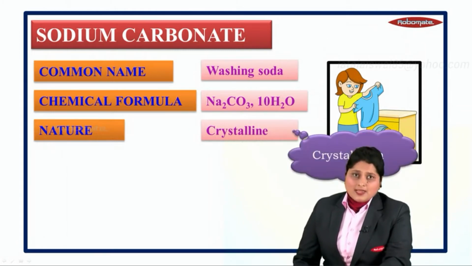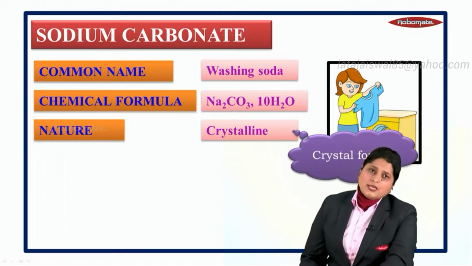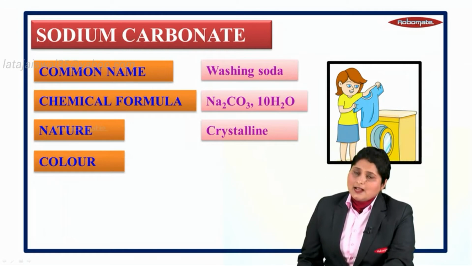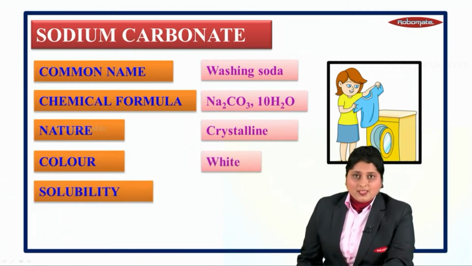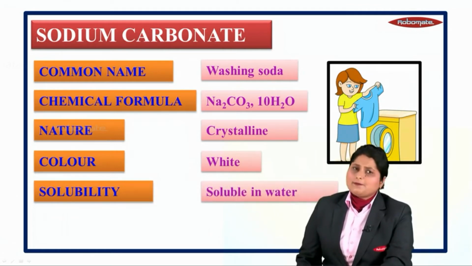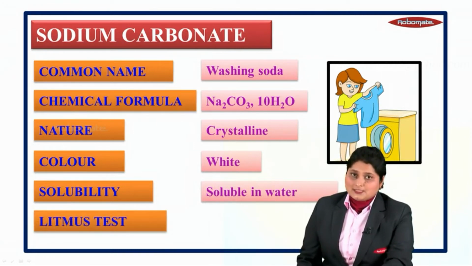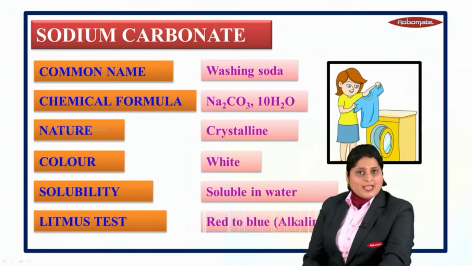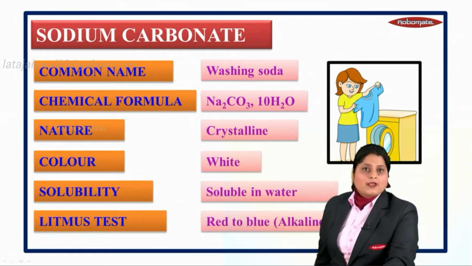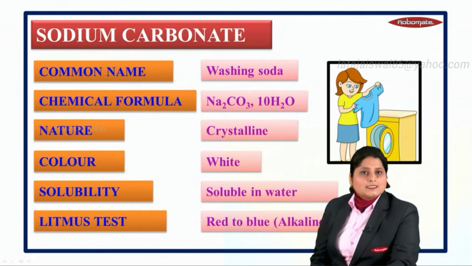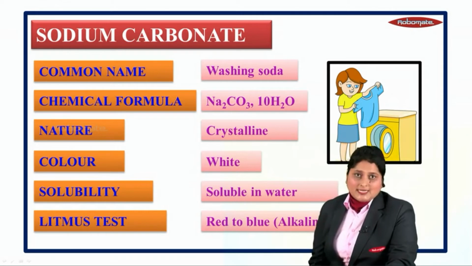When I say crystalline, that means they are rough to touch, in the form of crystals. Let's move ahead. Color. Its color is going to be white again. Its solubility. We take this and we dissolve it in water and we will find it is completely soluble in water. And like before, we now do the litmus test. We make the solution of sodium carbonate and we put litmus paper, and you will find this time also red turns to blue. Now because red turns to blue, we call this also an alkaline compound. It is basic in nature.